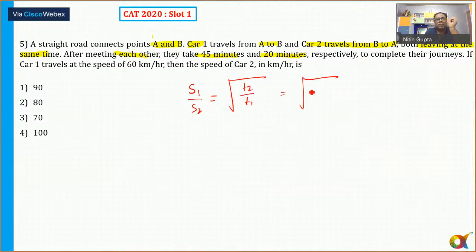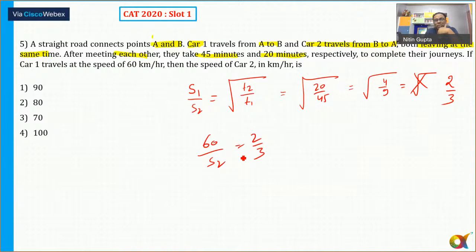and that is given as 20 by 45, and 20 by 45 will be equal to how much? I can say 5 fours are and 5 nines are, so it is equal to 2 by 3. So this is equal to 2 by 3. And it says if car 1 travels at 60, so it is 60 upon S2, equal to 2 by 3. Okay, so I can say the speed of the second car is equal to 180 by 2, which is 90. So the answer is how much? 90. And I'm sure that if your concept, if your fundas are strong, then you can solve this question within 30 seconds. That's a very easy, straightforward question. Any doubts? Is it clear?